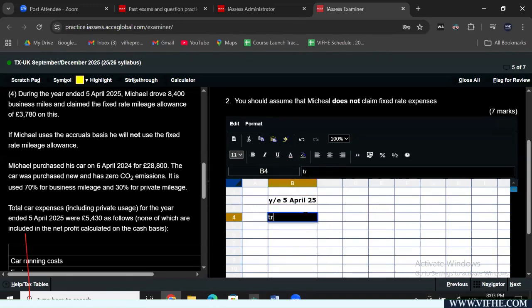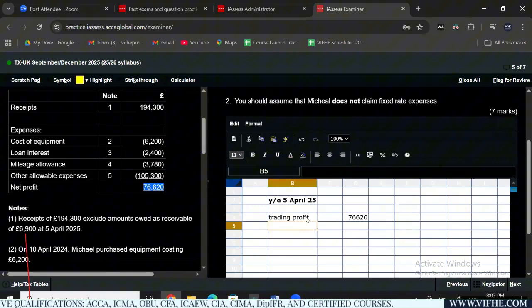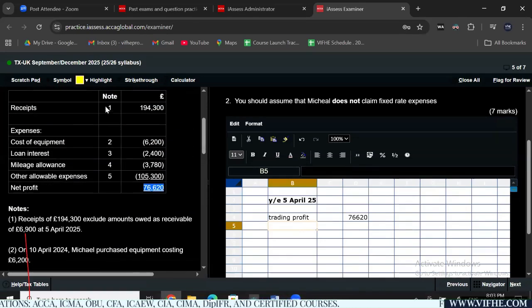Okay, so the trading profit already calculated according to cash basis is 76620. And now I'll have to keep in mind that if the profit had instead been calculated on accruals basis, then what value would be allowed and what is disallowed, right? First of all, I'll be going through these notes one by one.